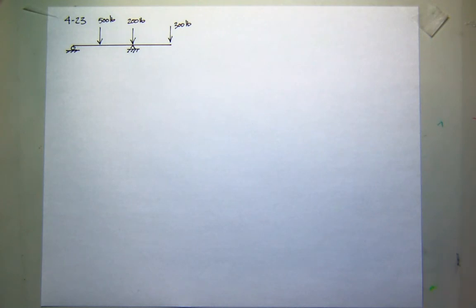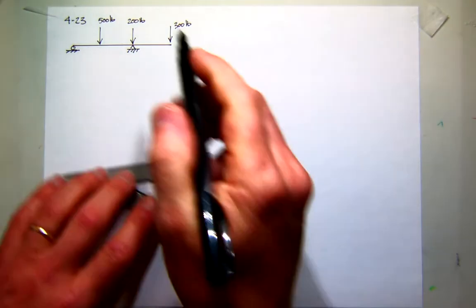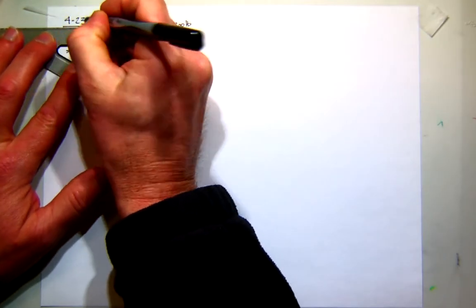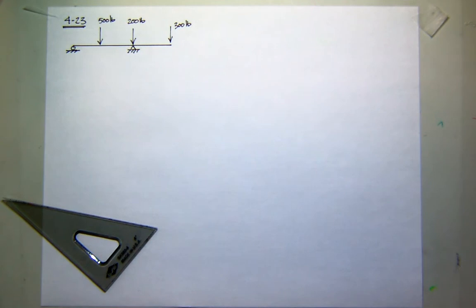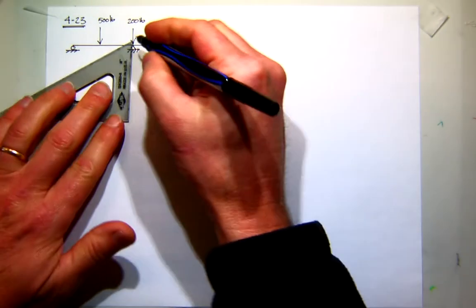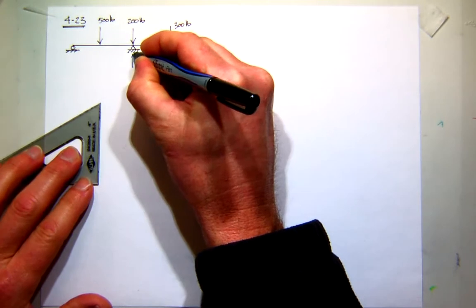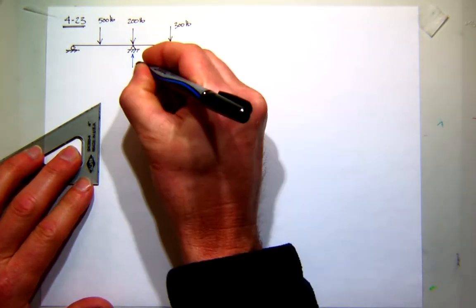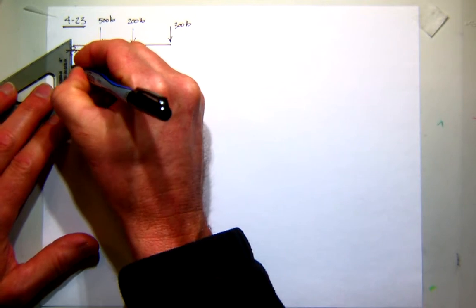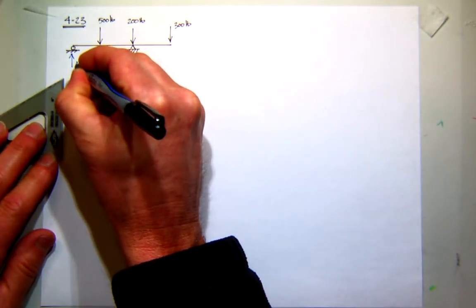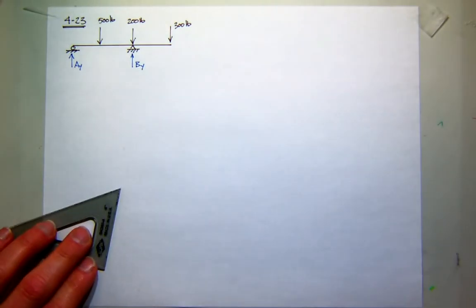Okay, here we go. So this is problem 423 in the textbook. One of your homework problems. So let's start out simply. Let's find the reaction. So I'll assume that was point B, so I'll call that BY. And this was point A. Call that AY.